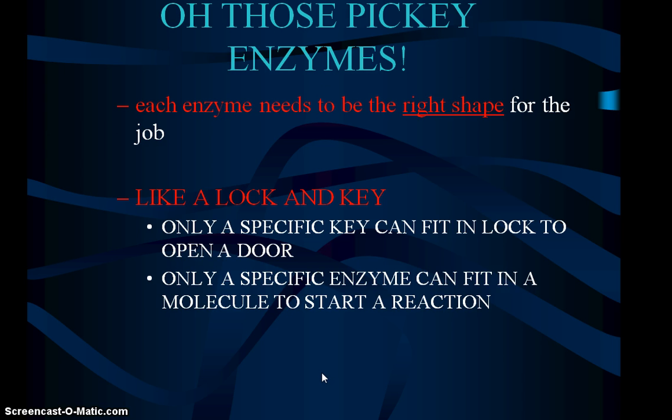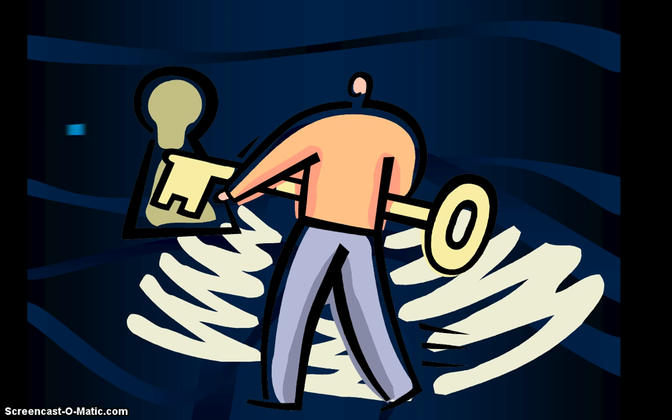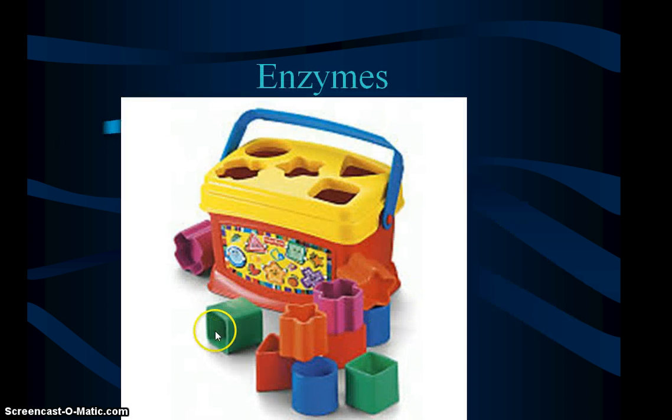They can only fit into certain molecules, and they can only react with certain molecules. And we're going to do an activity on that tomorrow to show you that. Okay, so think of it like a lock and key. Or you can think of it like a childhood toy, right? Square can only fit into the square hole. The star can only fit in the star hole. Circle can only fit in the circle hole. So just like enzymes, they have to match in order to react.